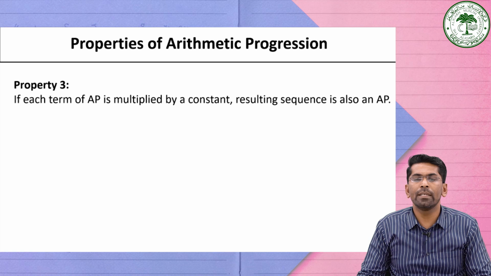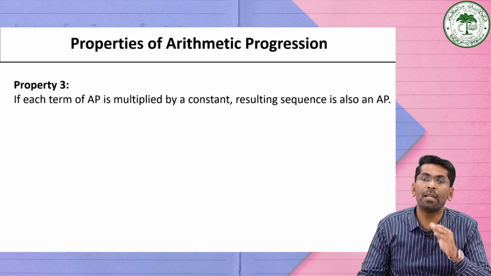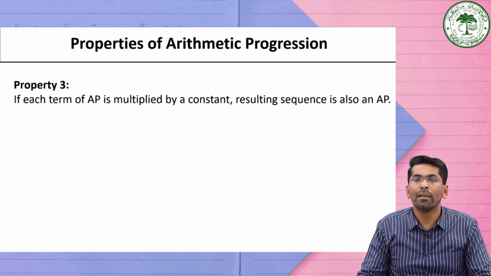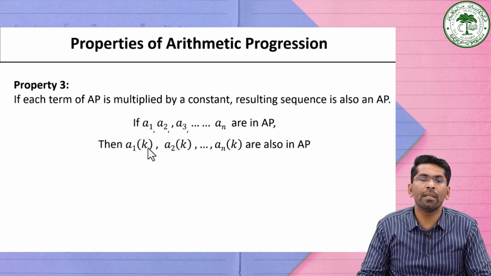The third property says that if each term of an arithmetic progression is multiplied by a particular constant, then the resulting sequence is also an arithmetic progression. So here we have a sequence of numbers and we are going to multiply with a particular constant, say k. Then a1k, a2k up to ank will also be an arithmetic progression.